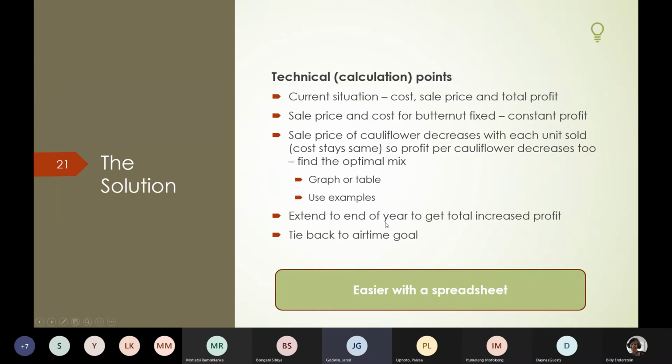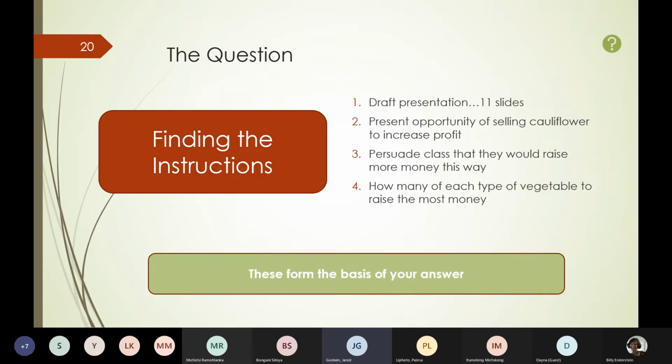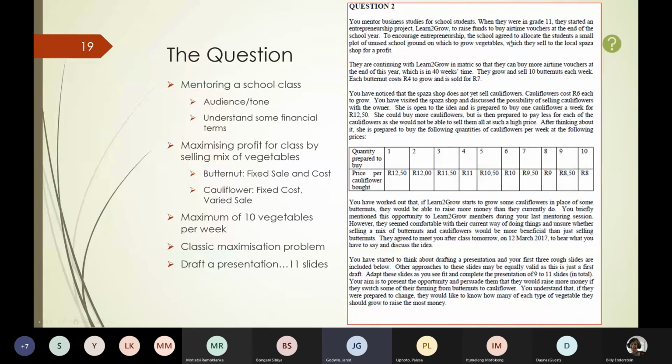This point here was key, and I think it was missed a lot of the time by students, is that you had to extend to the end of the year to get your total increased profit. And again, it tells you why they're telling you all of this stuff here at the beginning. We're saying you're in 40 weeks time, that you've got till the end of the year.